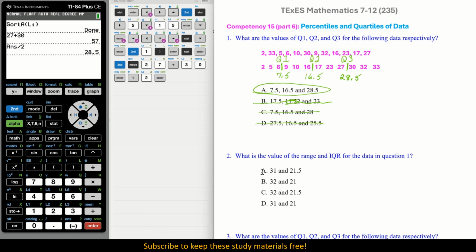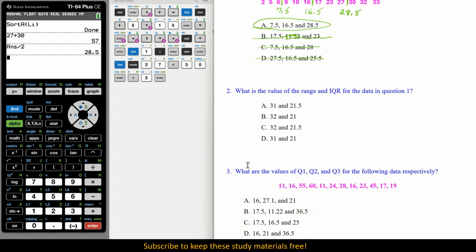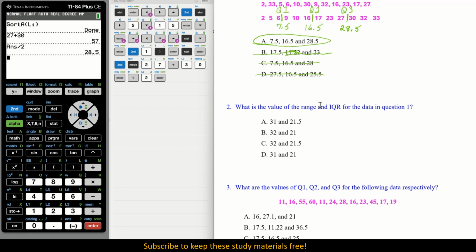Let's look at number 2. What is the value of the range and IQR of the data in question 1? That's not tough. What is the IQR? That is the interquartile range. Actually, what we need to do here is Q3 minus Q1.